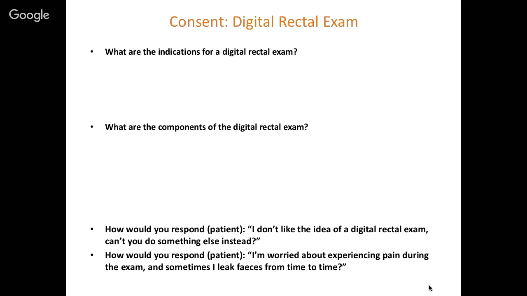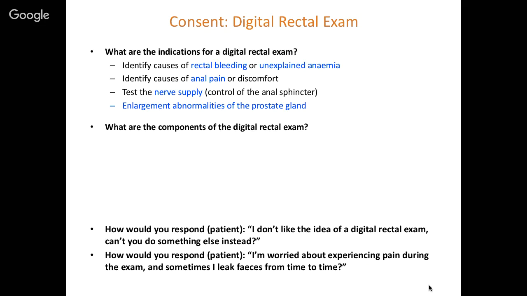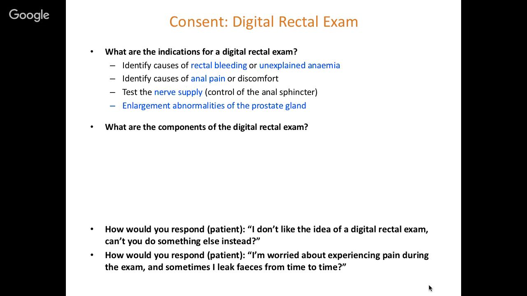All right, digital rectal exam. So what are some reasons we might do a digital rectal exam on someone? Yep, prostate symptoms. Yep, PR bleeding, good. So rectal bleeding, also unexplained anemia, especially in men. They're pretty much the main ones. There are a few other less common ones like anal pain and nerve supply as well. But mainly it's for rectal bleeding or unexplained anemia.